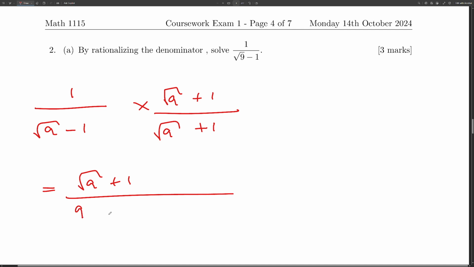Root 9 by 1 plus root 9. Root 9 by negative 1 minus 9. And negative 1 by positive 1 is negative 1. So this simplifies to root 9 plus 1 all over... This will cancel with this. I'll just get 9 plus 1. Sorry, 9 minus 1, which is 8. Okay, so this is my answer.